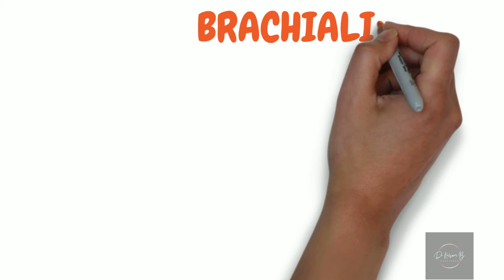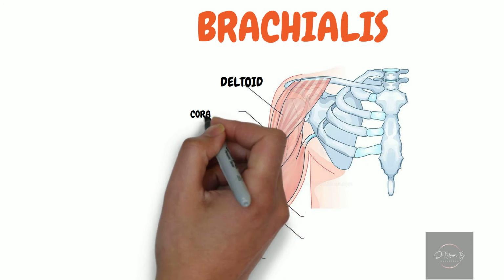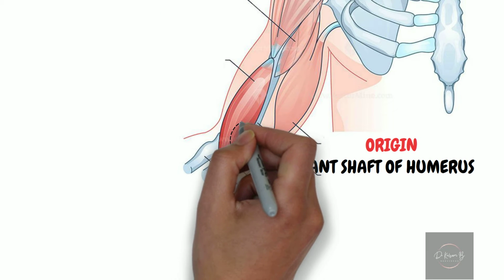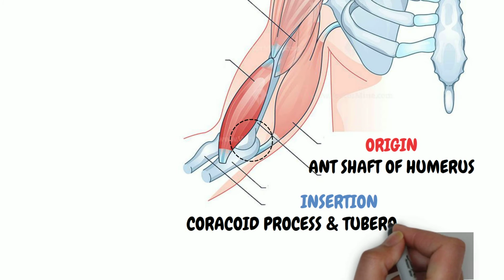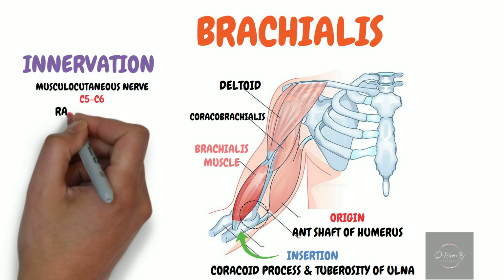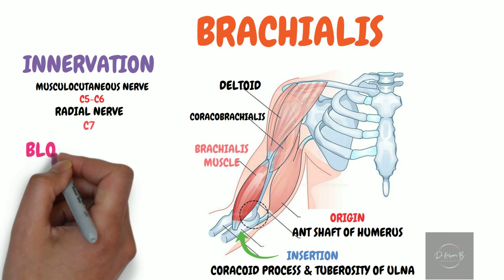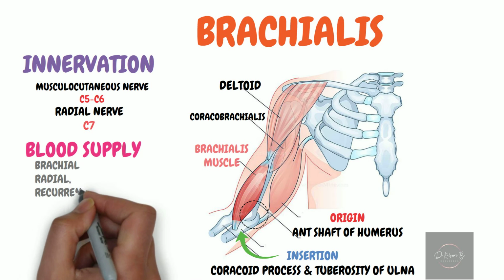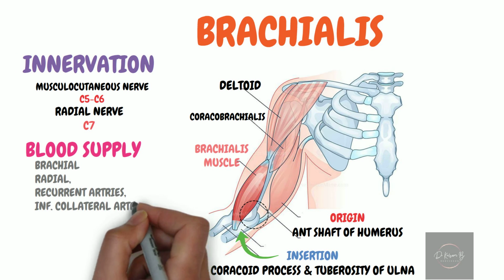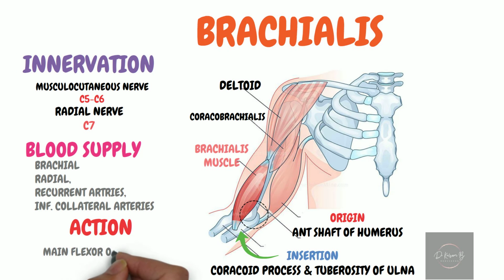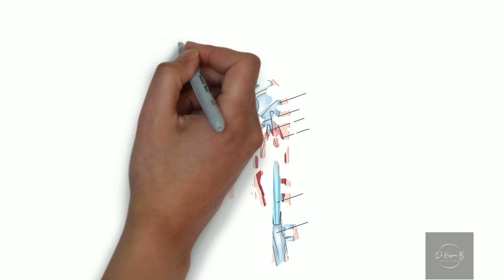Brachialis. Brachialis is the last of the three muscles forming the anterior compartment of the arm. It originates from the distal half of the anterior surface of the humerus and inserts into the coronoid process and the tuberosity of the ulna. Brachialis receives its innervation from the musculocutaneous nerve, that is C5 to C6, and the radial nerve, that is C7. Its vascular supply is from the brachial, radial recurrent arteries and branches of the inferior ulnar collateral arteries. Action: brachialis is the main flexor of the forearm at the elbow joint.